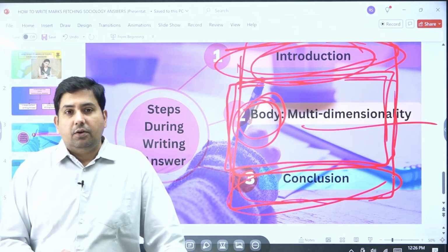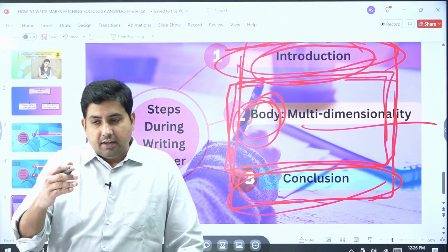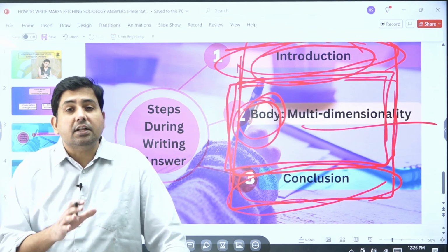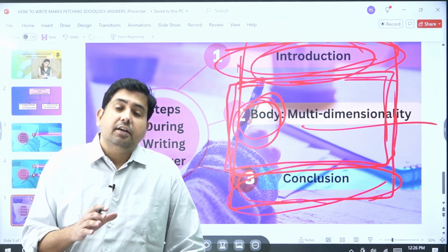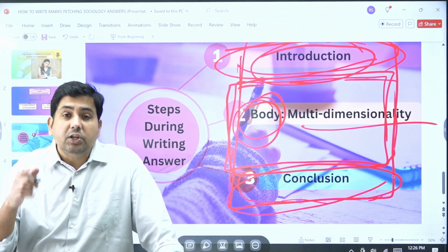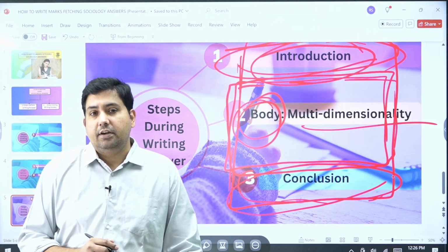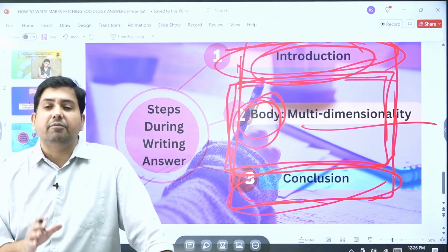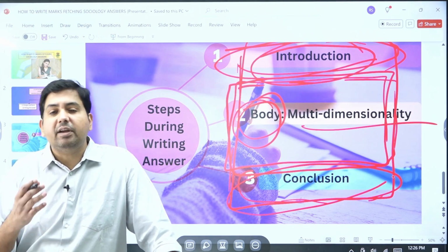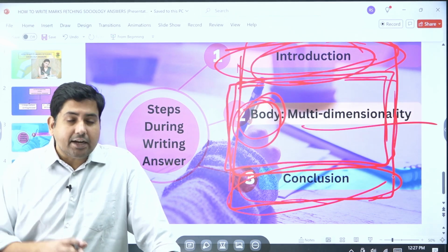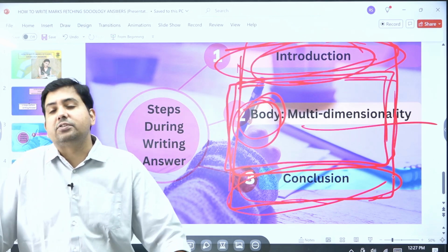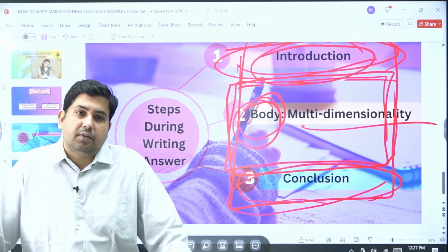Now see, when you said that you have understood these theories in simple words, understanding the theories in simple words is good for our own personal understanding. But when you are writing the answer in the examination, it should look as if it is written from a very scholarly, academic point of view. And that is exactly the difference between general studies and optional paper answer writing. I give you a simple example.